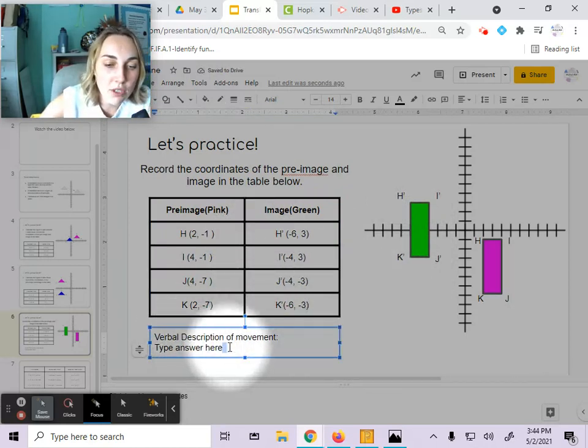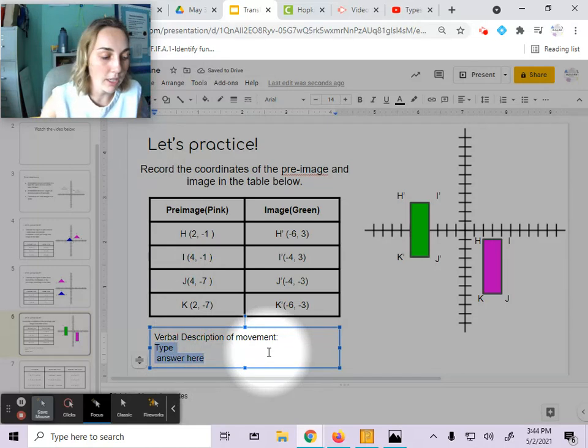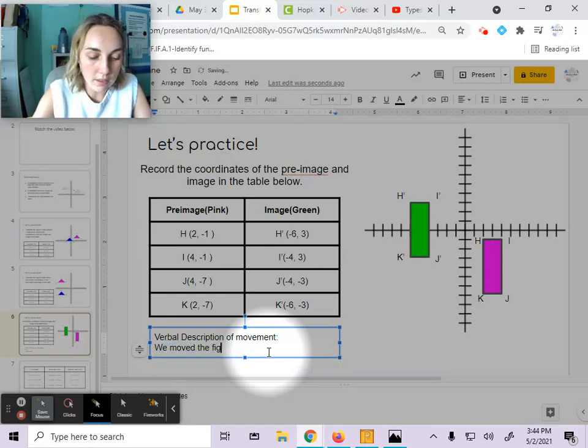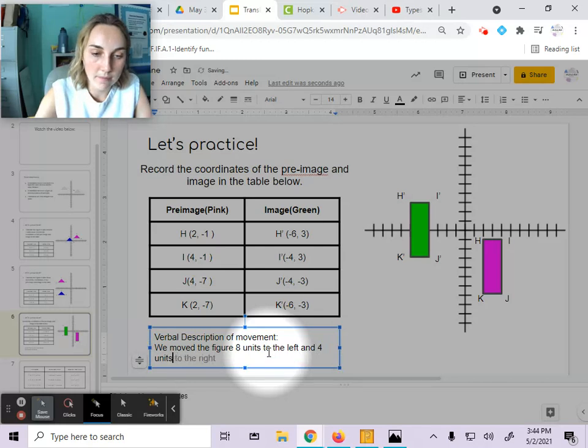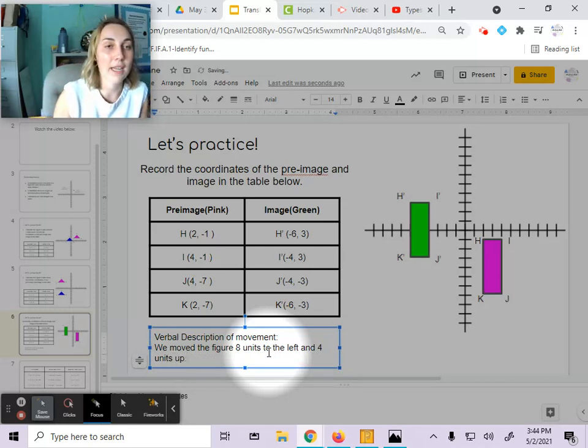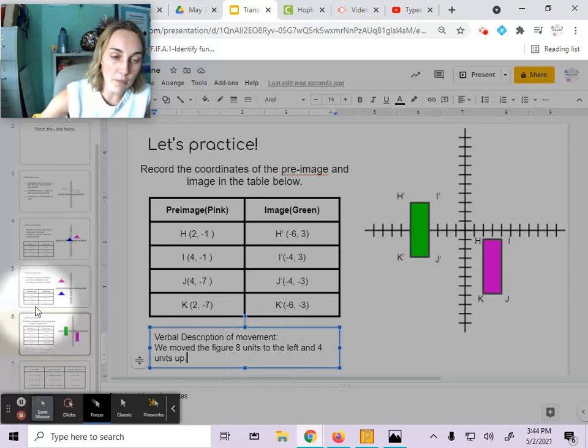And down here it says verbal description of the movement. This is really where I wanted y'all to pay attention to, especially what we're saying. When I say verbal description, we're talking about what exactly did we do with the figure. With this figure, we moved the figure, as we could tell as we counted, 8 units to the left and 4 units up. When it says verbal description, you're just going to write down exactly what you did. We moved this figure 8 units to the left and then 4 units up from the pre-image to the image. So you should be good to go.